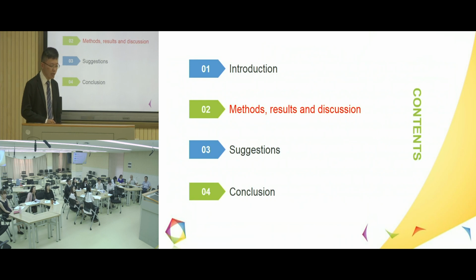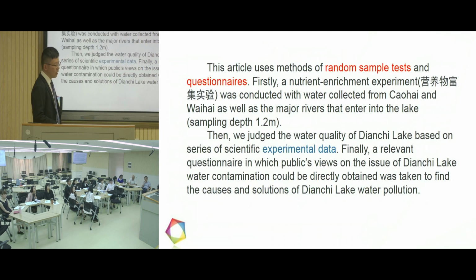Okay, the next part, methods, results, and discussion. Methods. This paper used methods of random sample test and a questionnaire. Firstly, a nutrient enrichment experiment was conducted with the water from the Caohai and Waihai, as well as the major rivers that enter into the lake. We took the sampling depth at 1.2 meters. Then we judged the water quality of Dianchi Lake based on this scientific experimental data.